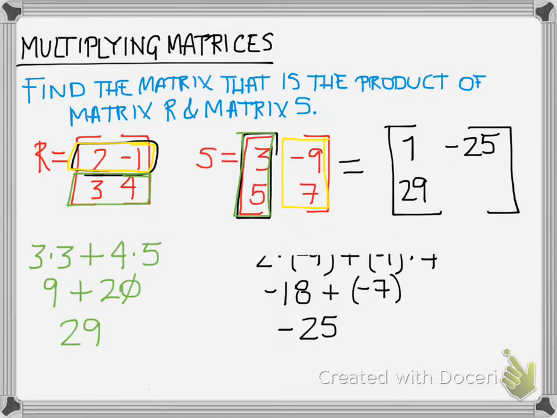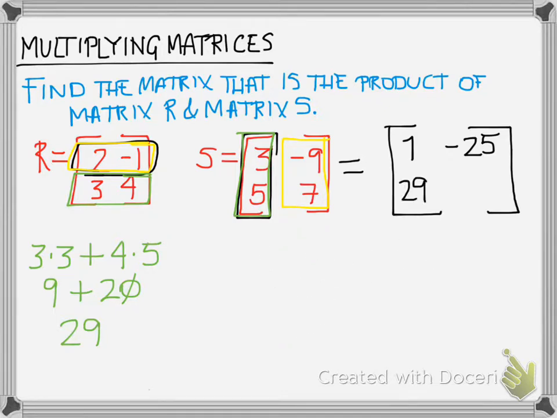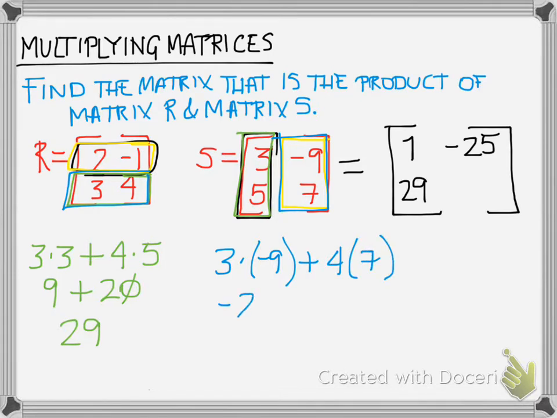And then for our fourth spot, we will take our second row of R and multiply it by our second column in S. So we have 3 times -9 plus 4 times 7. 3 times -9 is -27. Plus 4 times 7 is 28. So -27 plus 28 is 1.